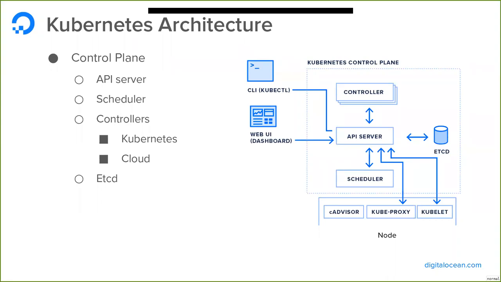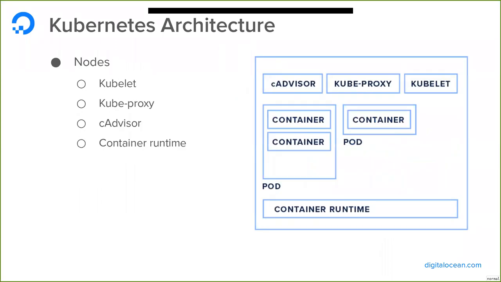And in a managed offering of Kubernetes, the Kubernetes API is often the only thing that's really exposed to the user. All the other components are typically hidden and can't be customized, modified, or interacted with other than through the Kubernetes API. So now let's take a look at worker nodes.